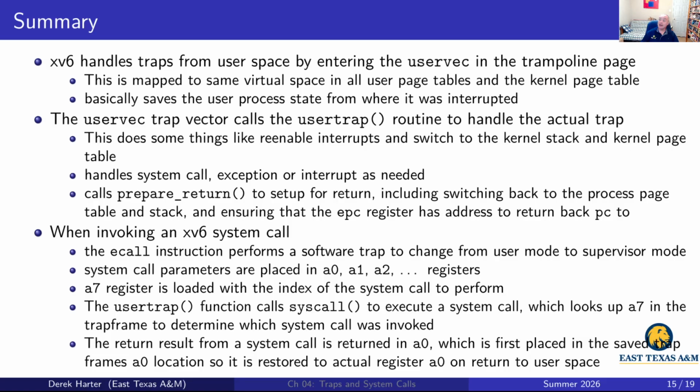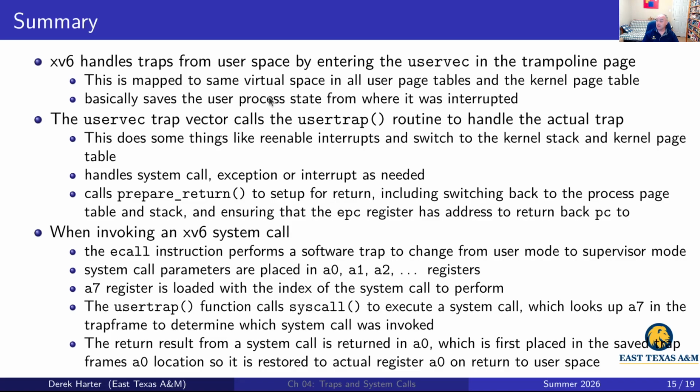In the next video we'll talk about what happens when a trap or an exception occurs when we're in kernel mode. When we're in user mode, we start by entering the uservec. The stvec register is set up with the location of the trampoline page that has the user vector, which is basically the assembly code that should be first executed when a trap occurs when we were in user mode.